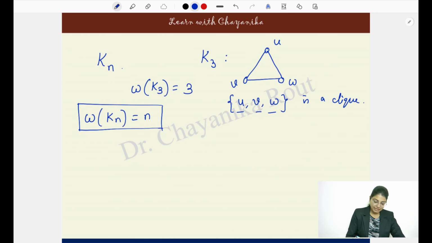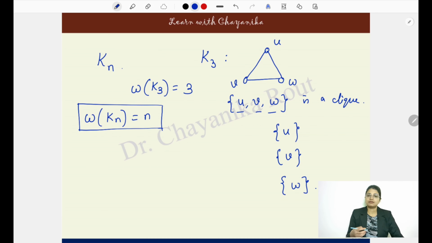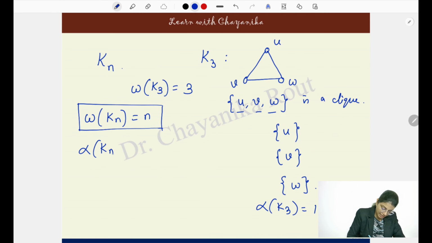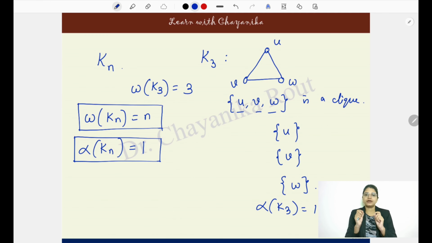Now what about the independence number? See, K3 itself is a complete graph, so every pair of vertices is adjacent. So no 2 vertices are non-adjacent here. So the only possible independent sets are the singletons U, V, W. That means the maximum independent set is also a singleton set only, which gives alpha of K3 as 1. And not only for K3, alpha of any complete graph Kn is 1, because we don't have even a single pair of non-adjacent vertices in a complete graph. Every pair of vertices is adjacent, so we can only have the singleton independent sets.